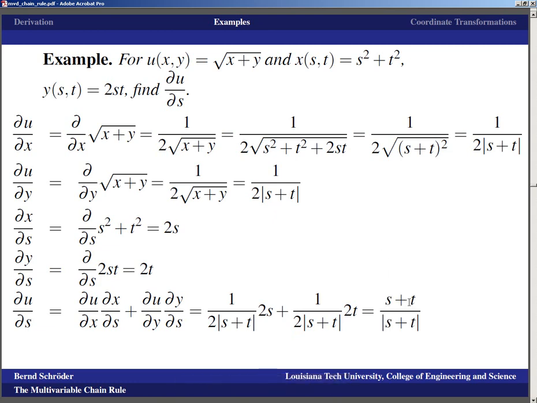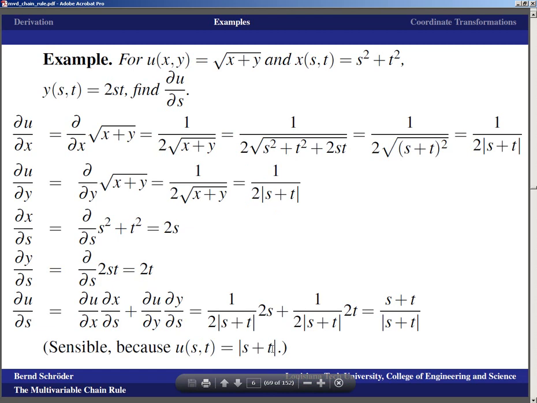And so that ends up being s plus t over the absolute value of s plus t. And that is quite sensible if we're also realizing, and this is another example that is constructed to make us see a few things, and actually the example would have been easier if we had just plugged things in. That's, I think, the last example of that kind. And that is that if we plug x and y in, the function is just the absolute value of s plus t.